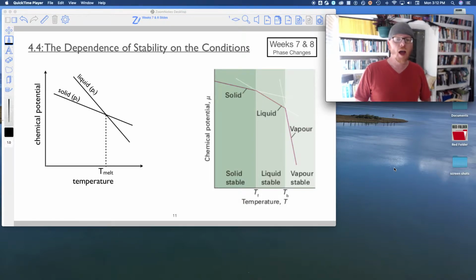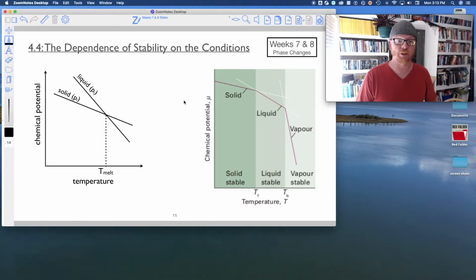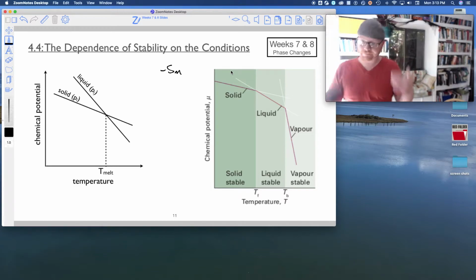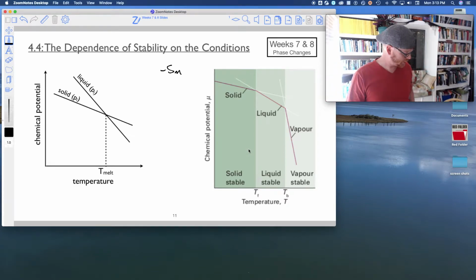Okay. But now what I want to get into is how we can start predicting mathematically where these phase boundaries should appear. For example, I'll remind you that when you look at chemical potential versus temperature, the slope of this line is entropy. And we noted that the vapor has a bigger entropy than the liquid, than the solid. So where we see these cross, that's where the phase transition happens, okay?